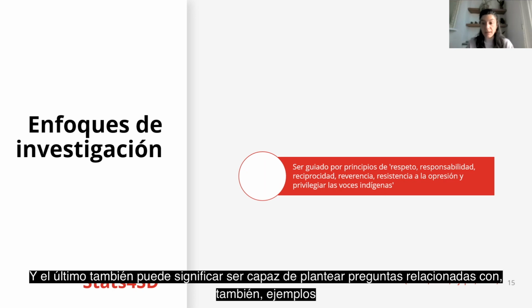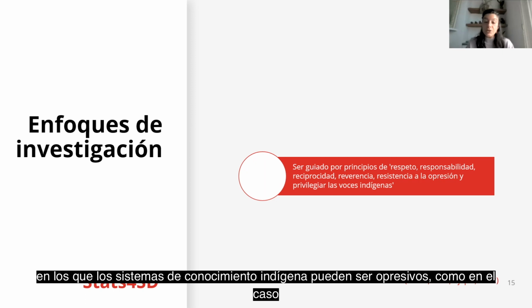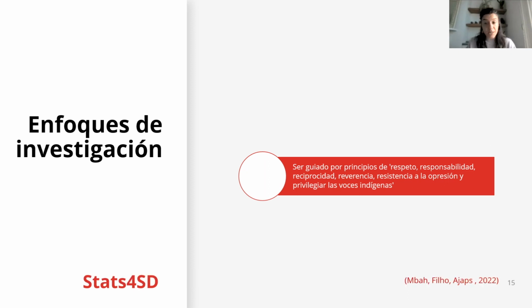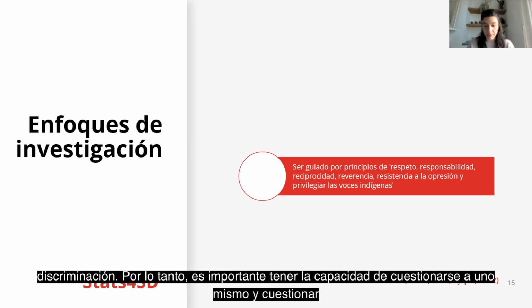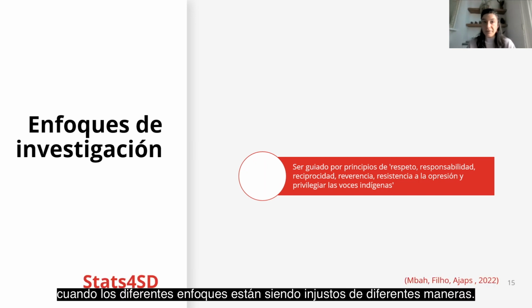And the last one may also mean being able to raise questions related to also examples where indigenous knowledge systems can be oppressive, such as in the case where we need to deal with children's rights or women discrimination or other types of discrimination. So it is important to have the ability to question oneself and to question when different approaches are being unjust in different ways.